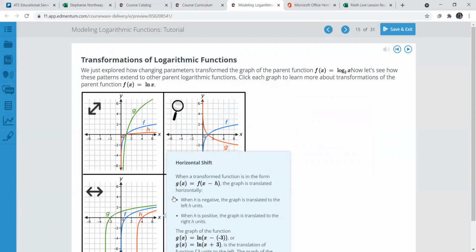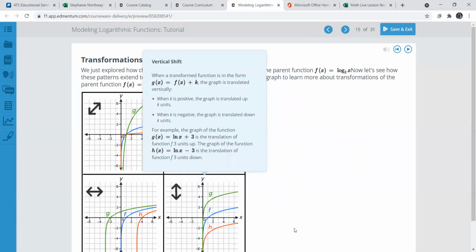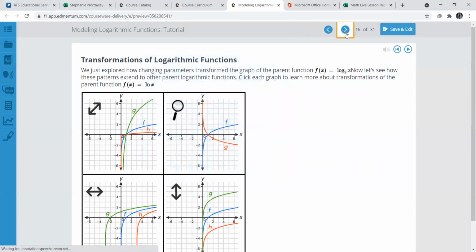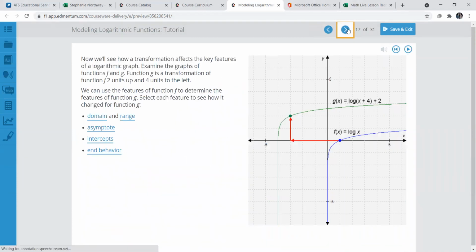Horizontal shift, it's moving horizontally, kind of in a line. Think of the sunrise or sunset on the horizon, that straight line, moving that way. Vertical would mean up and down. So vertical shift, up and down. Questions, we'll let you do this on your own as well.